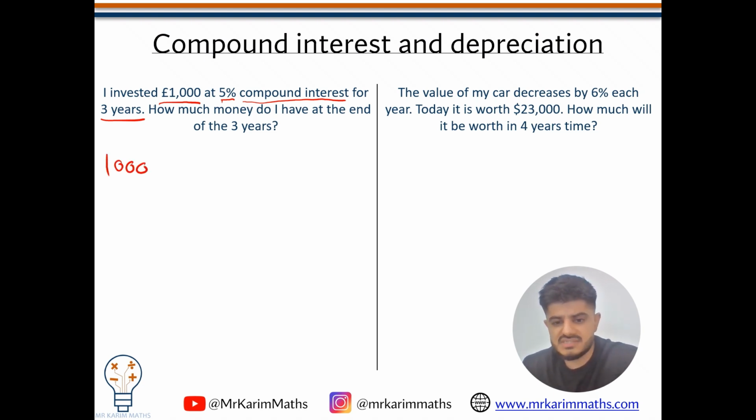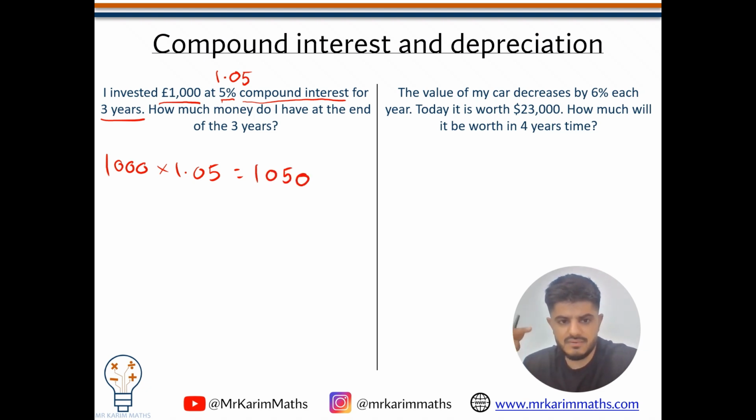Now, if we're increasing something by 5%, if you haven't seen my video on percentage increase and decrease, pause this, go and watch that first, and then come back, and this will make so much more sense. So 5% increase, as you guys know, is 1.05. So multiplied by 1.05. Type that into your calculator, and you get 1,050. Now, that's at the end of 1 year.